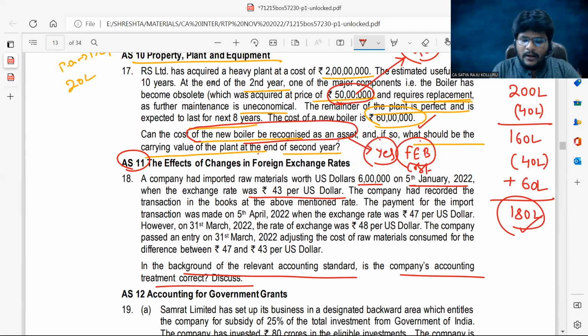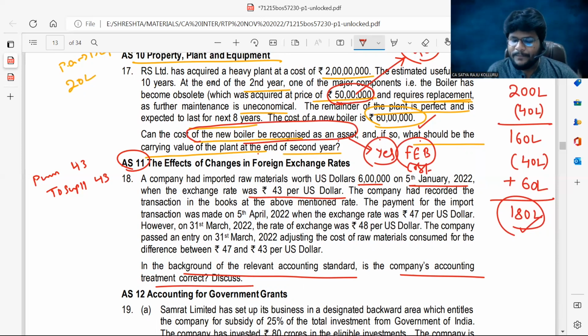Okay. We are importing, meaning we are purchasing the raw material from abroad. Whenever you are purchasing the raw material, the entry is purchases account debit to supplier or creditor account, whatever the case may be. That is US dollar how much? 6 lakhs. Per US dollar how much? 43. So I'm just recording per US dollar 43.